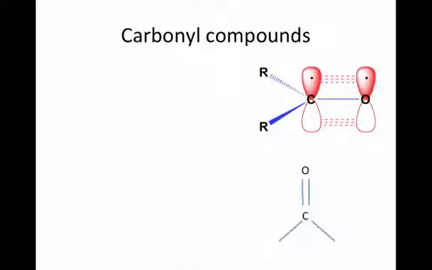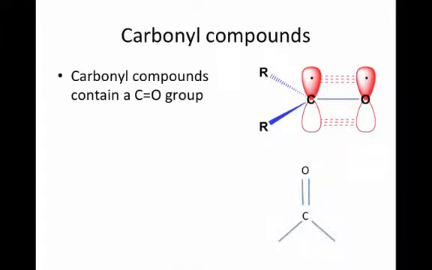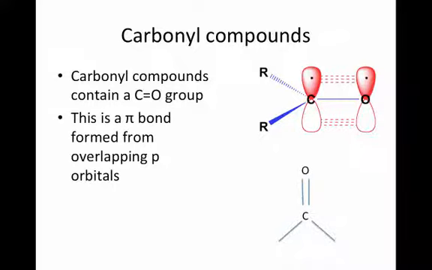Okay, so a carbonyl compound, all of them contain the C double bond O group. Notice that we don't count carboxylic acids as carbonyl compounds because they have OH groups attached to the carbon as well. There's a pi bond between the carbon and oxygen p orbitals. They each have a spare electron, they share it over a pi bond, that gives us our double bond.